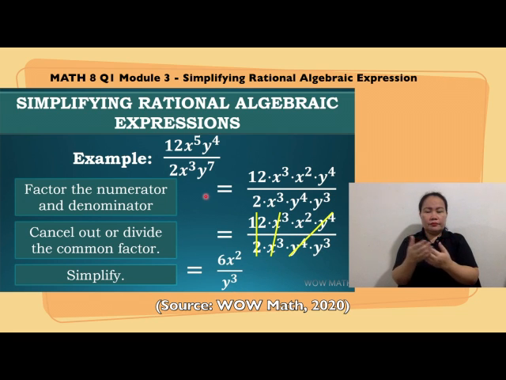O simply, pwede nga, kagaya ng sinabi ko kanina, 5 minus 3, that is x squared. So, since mas mataas si 5, sa numerator siya. And then 7 minus 4, that is y cubed. Mas mataas si 7, so sa denominator natin ilalagay si y cubed.